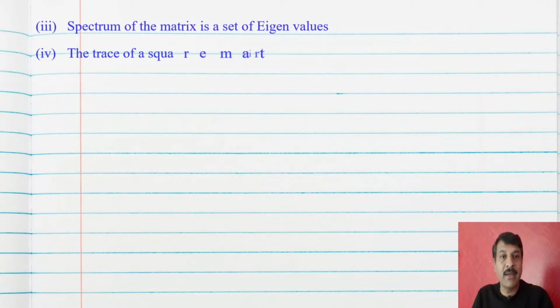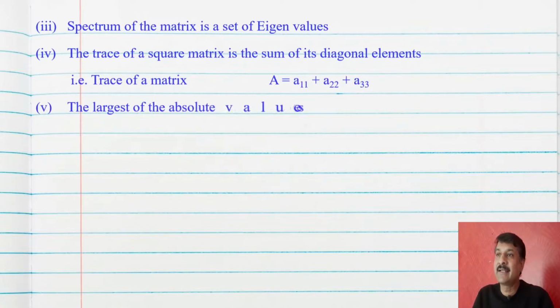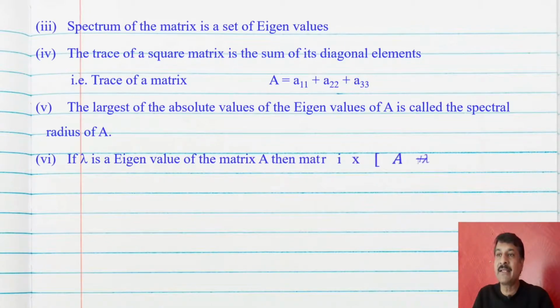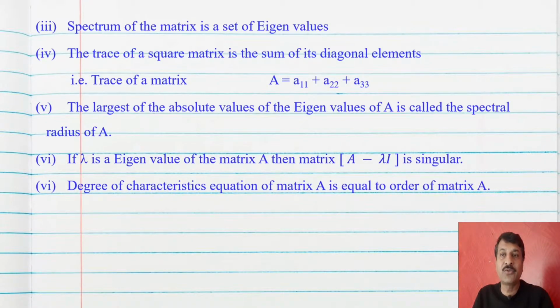You also note such things, because there may be MCQs on these. The spectrum of a matrix is the set of eigenvalues. The trace of a square matrix is the sum of its diagonal elements. So the trace of matrix A equals A11 plus A22 plus A33. It means that here we consider a matrix of order 3, and that is why the trace of matrix A equals the diagonal element summation, A11 plus A22 plus A33.